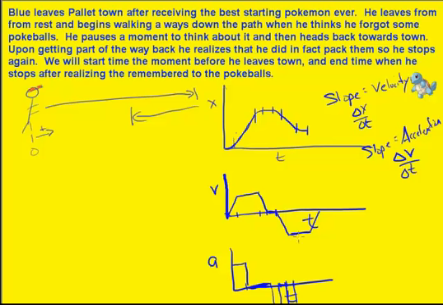Now I have another constant velocity, which means my acceleration goes back to 0. And then finally, I have a positive acceleration. There we go. That's how you find the acceleration versus time graph using the velocity versus time graph and then using the position versus time graph.